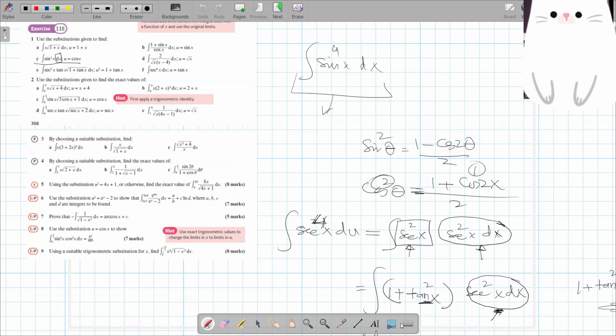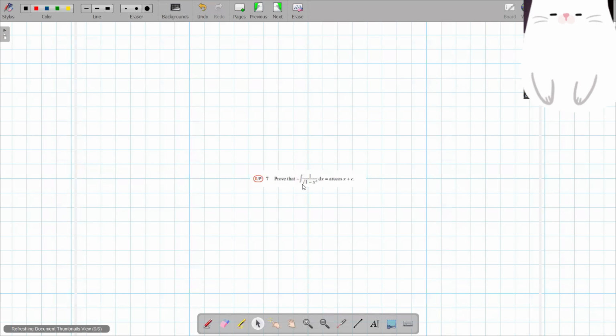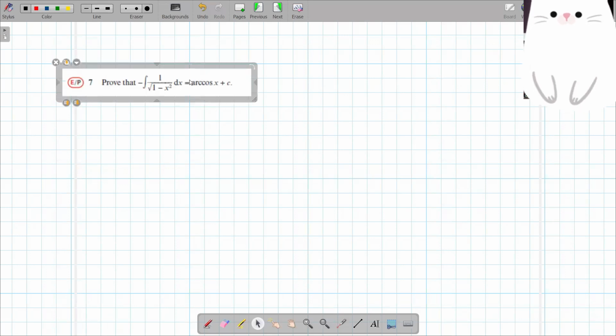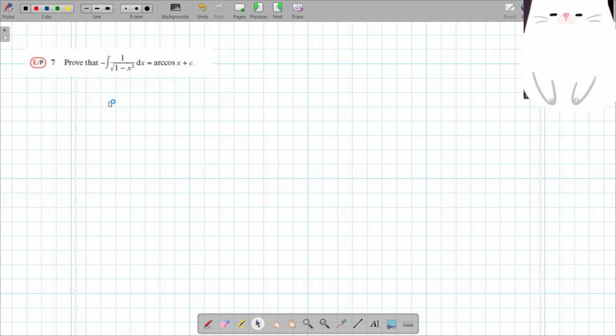We had just done 7 in the previous class. Oh yeah, we did, didn't we? I forgot about that. I remember now. What substitution do you need to put here? It was sine, wasn't it?